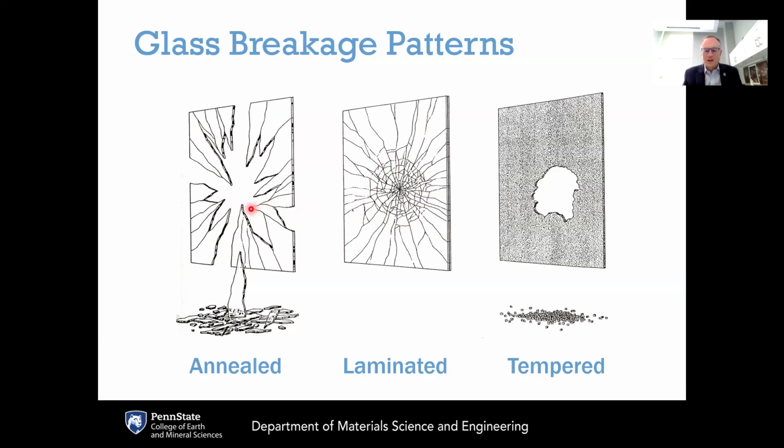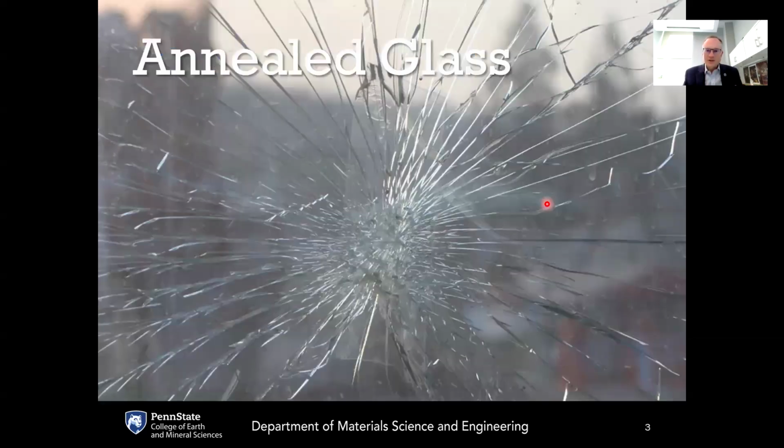And then finally, on the right, a very different type of fracture pattern occurs in tempered glasses. This is called dicing. It's also called frangibility. And what this means is that the glass is breaking into many small pieces because of the release of stored tensile energy contained within the tempered glass. So let us start with annealed glass.